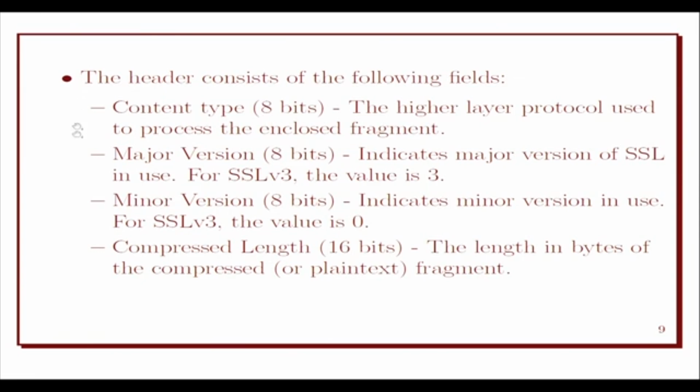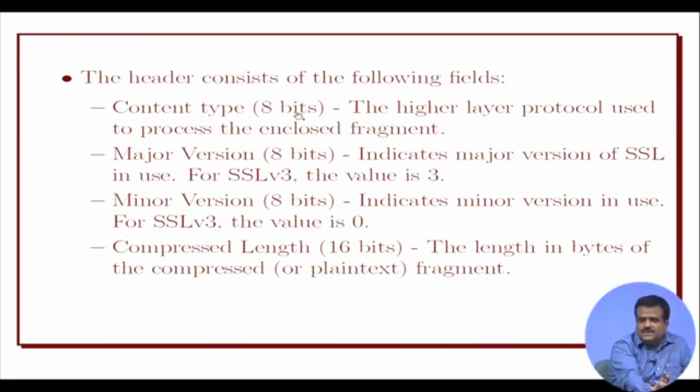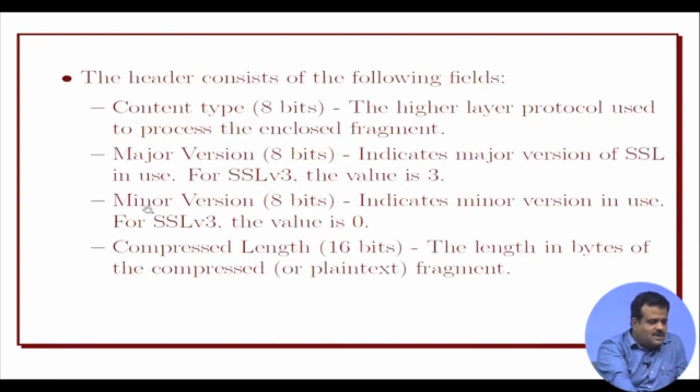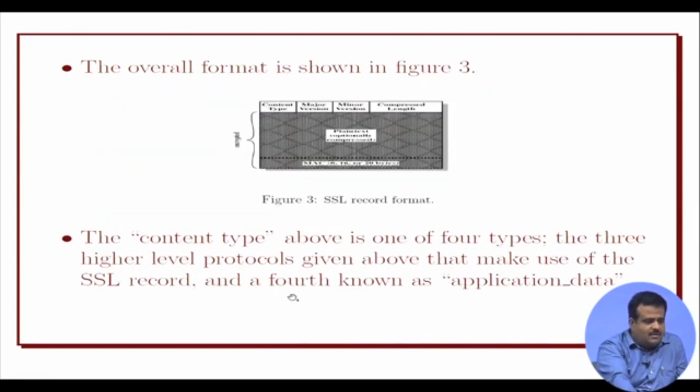So, the header basically consists of these 4 fields: content type, which is 8 bits, and then the major version, minor version, and the length after compression. So, these 4 pieces of information have to be kept in the header. Total how many bits? 8 plus 8 plus 8 plus 16. So, this is the size, this many bits are in the header. This we have to prepend to the encrypted message plus MAC. So, this is the prepended header. It has 4 fields: content type, major version, minor version, and compressed length, the length of the compressed message. So, this is the scenario.